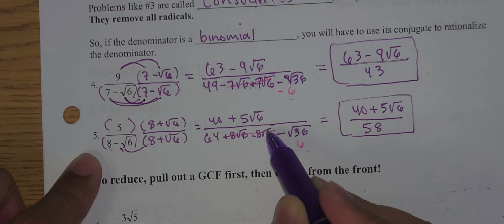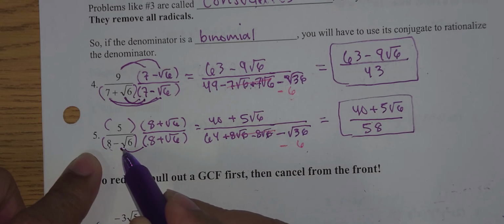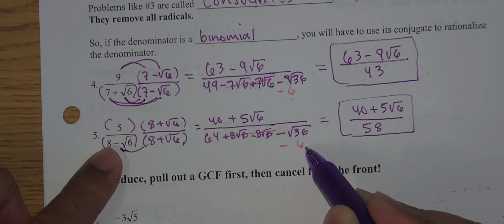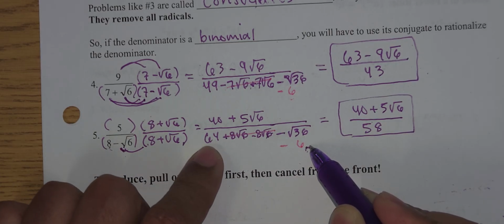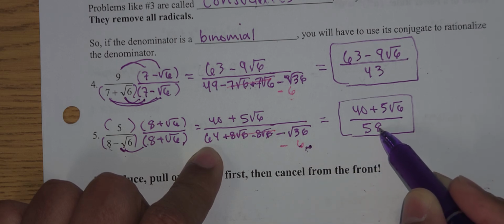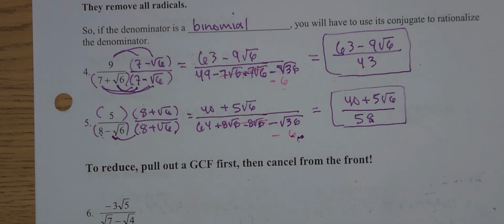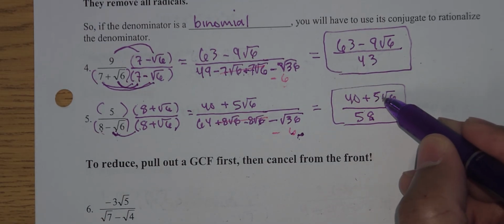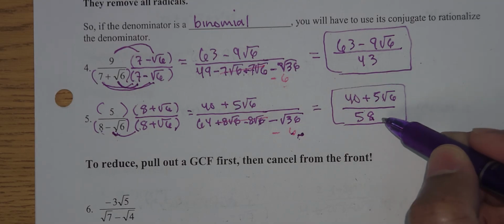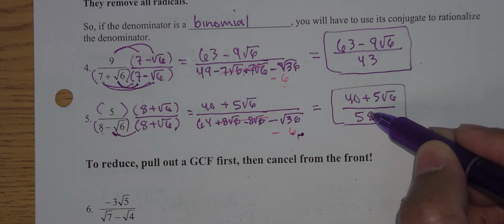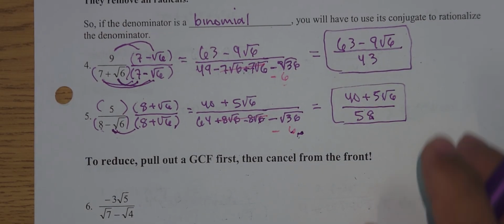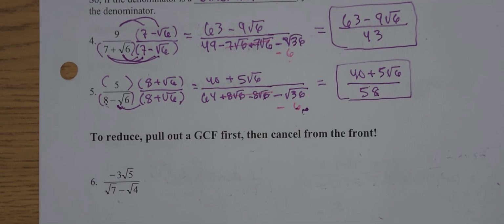So as you can see, those two cancel. And then negative square root of 6 times positive square root of 6, that's negative square root of 36, which we know is negative 6. So when you combine 64 with negative 6, you're left with 58. So now for this one, you can also try to simplify. So for example, in the numerator, 5 goes into 40 eight times. So there's a GCF of 5 they can factor out. But 5 doesn't go evenly into 58. Therefore, we don't need to do anything else. Okay, we can't simplify that one. So that's just 2 examples on how to apply conjugates.